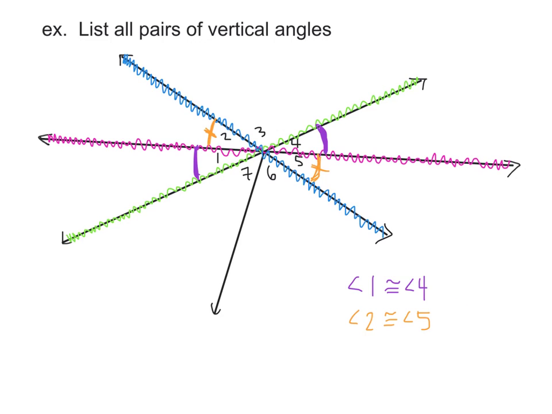Our next pair of opposite rays, we've got the blue ones and we've got the pink ones. So angle 2 is made up by blue and pink. Angle 5 is made up by blue and pink. So there they are. There's pair number 2 of vertical angles.